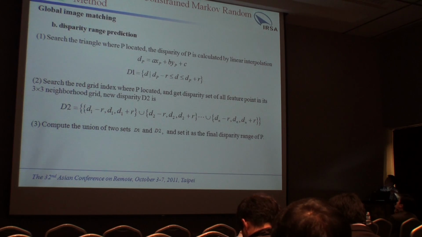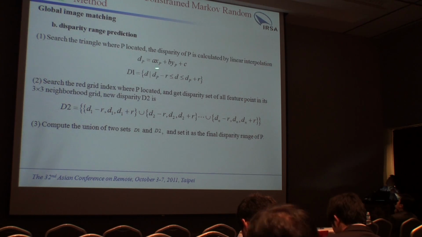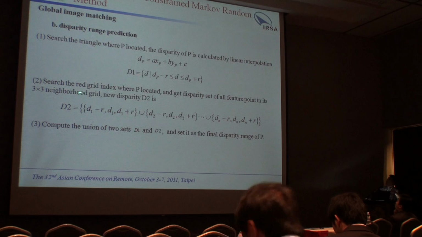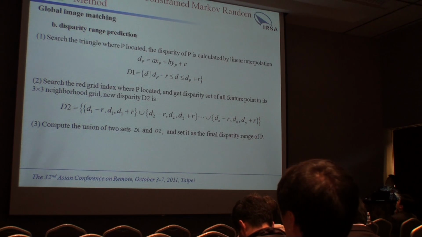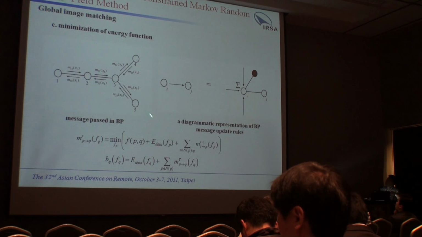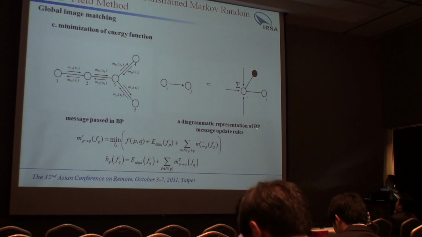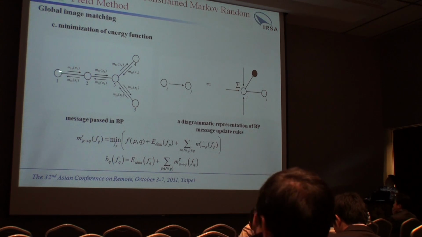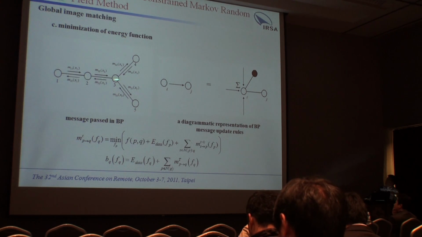Here are some details of how this search range is defined. This is from the triangulation interpolation. These are from the surrounding search ranges. Basically, it's a union of these search ranges. So for every pixel, we have a reliable search range. Then we do Markov random field optimization through belief propagation. Basically, the idea is that for one point, we send a message to the surrounding points, and in the iteration, the point will receive information from the surrounding points. Then we have a minimization through this process.